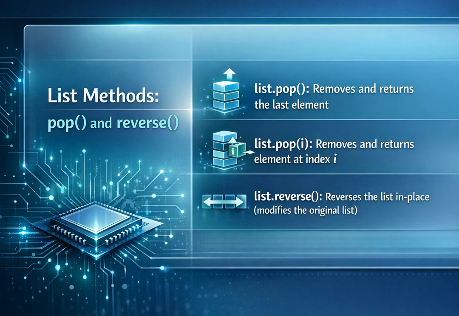The pop method removes and returns an element. Without an argument, pop removes and returns the last element. With an index argument, it removes and returns the element at that position.